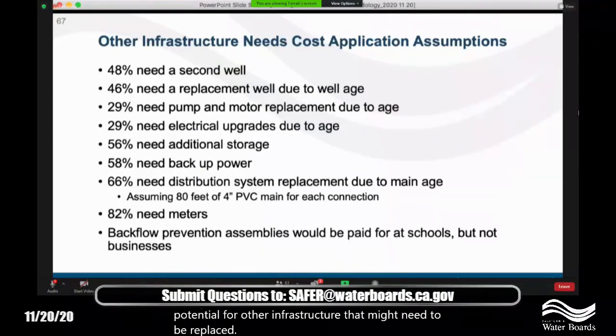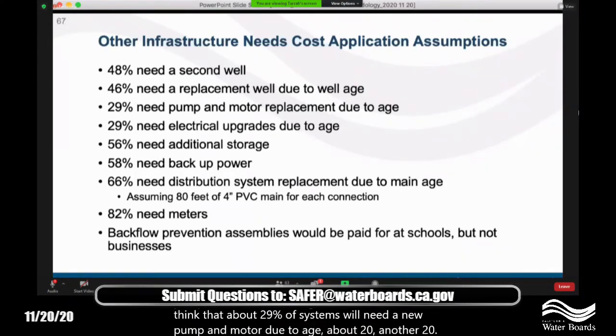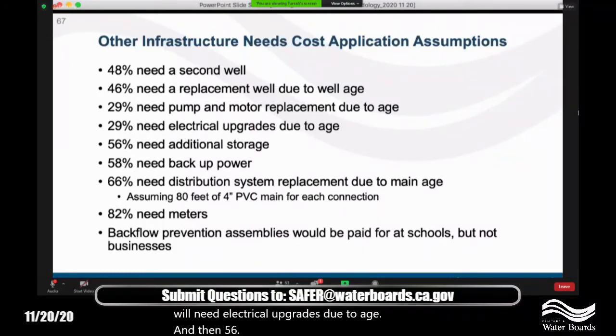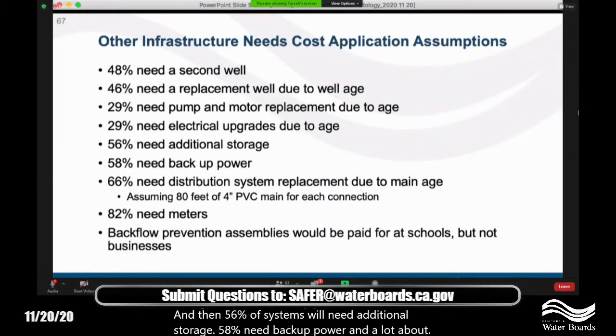And some more specifics, I already covered the well replacement or second well assumptions. So we do think that about 29% of systems will need a new pump and motor due to age. About another 29% will need electrical upgrades due to age. And then 56% of systems will need additional storage, 58% need backup power, and about 66% will need distribution system replacement due to main age. And about 82% need meters.